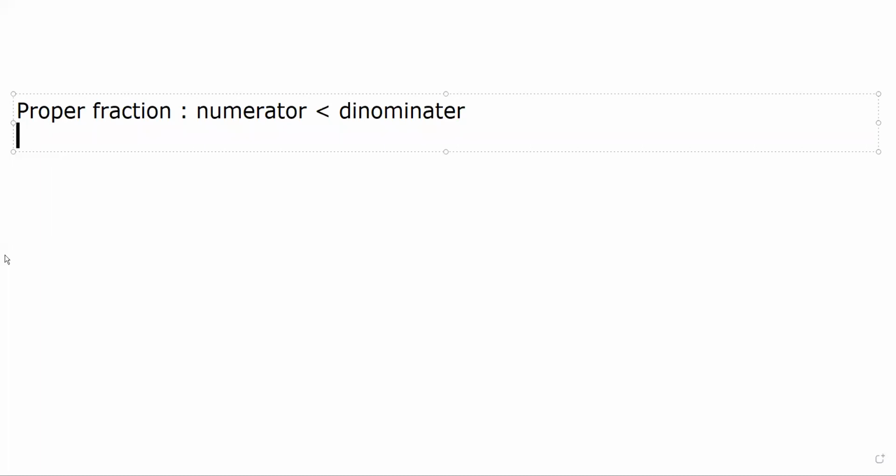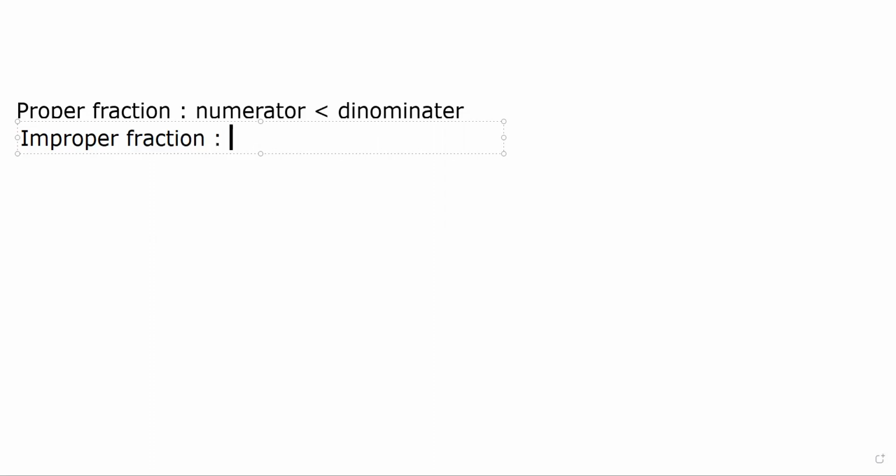And in the improper fraction, Ma'am, the denominator spelling is wrong. Okay, whatever, please write the correct spelling. For improper fraction, here you have to write numerator is greater than denominator. So these are the basic differences.